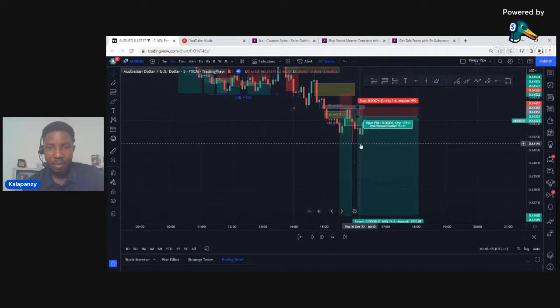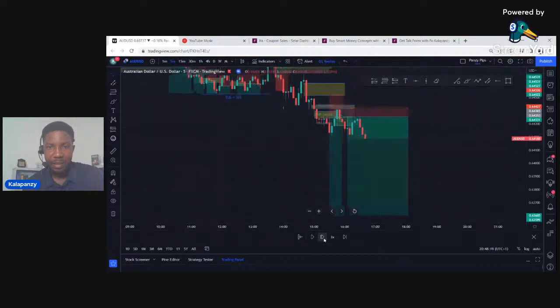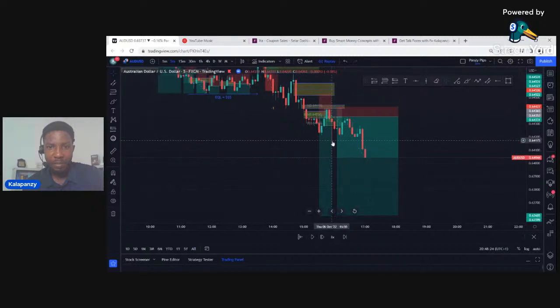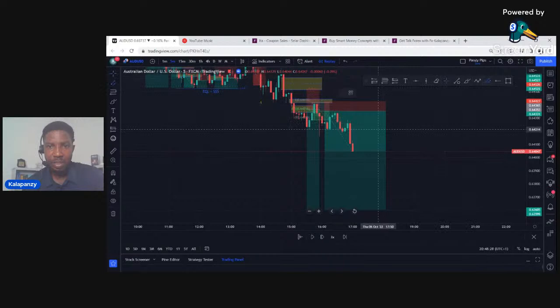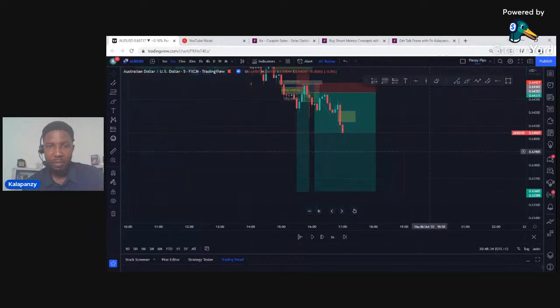A break below this level and we'll consider a re-entry. Okay, comes real close, not there yet. Okay, finally breaks below the level, and then we want to consider a re-entry. What's our re-entry strategy? Imbalance. Mark out the imbalance, wait for price to come back to it.